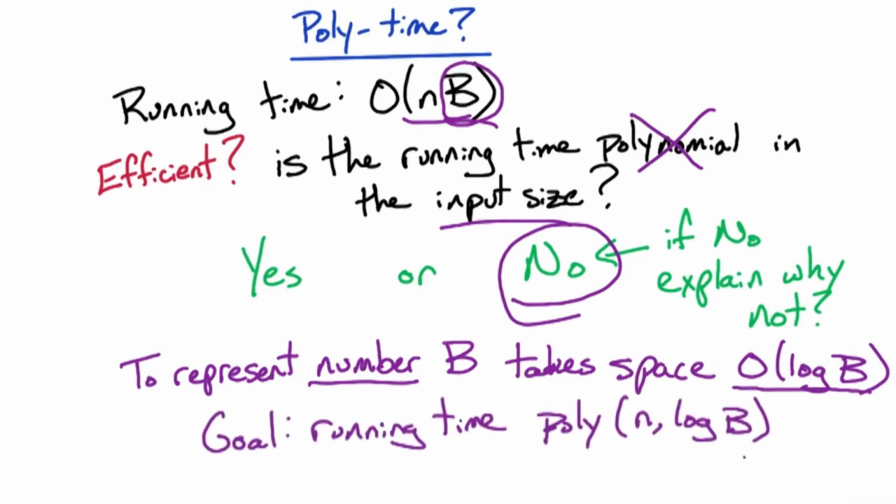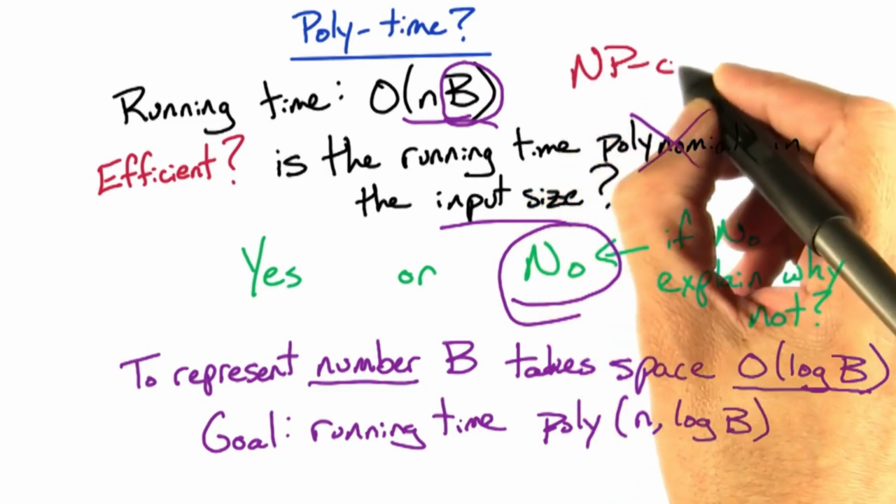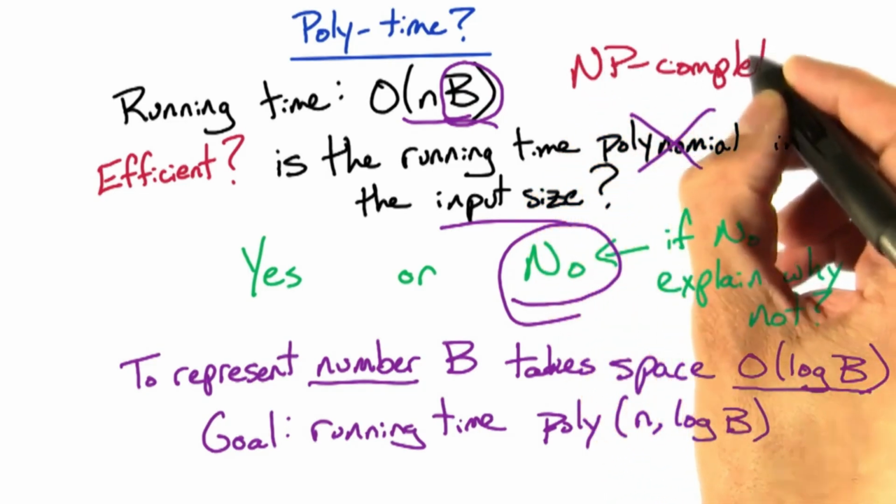So our goal is a running time which is polynomial in n and log B, whereas this is exponential in the input size. So our running time is exponential in the input size. Now this is not surprising. Why not? What we're going to see is that Knapsack is NP-complete. What does that mean?